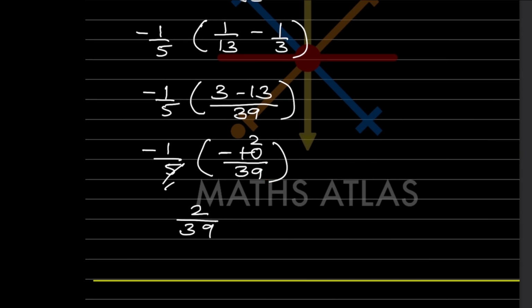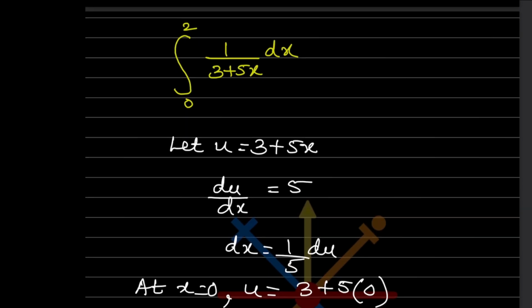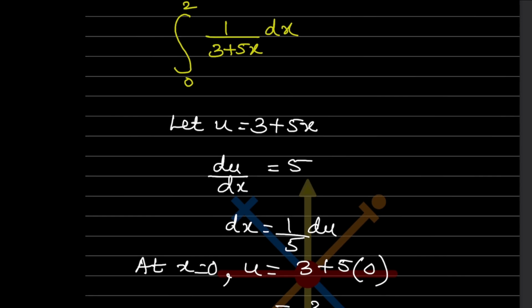Now you will simplify this. 5 ones are 5, 5 twos are 10, and this minus and minus becomes plus. So what remains in the numerator is 2, 2 divided by 39. So this is the answer. Now let us see for this one.